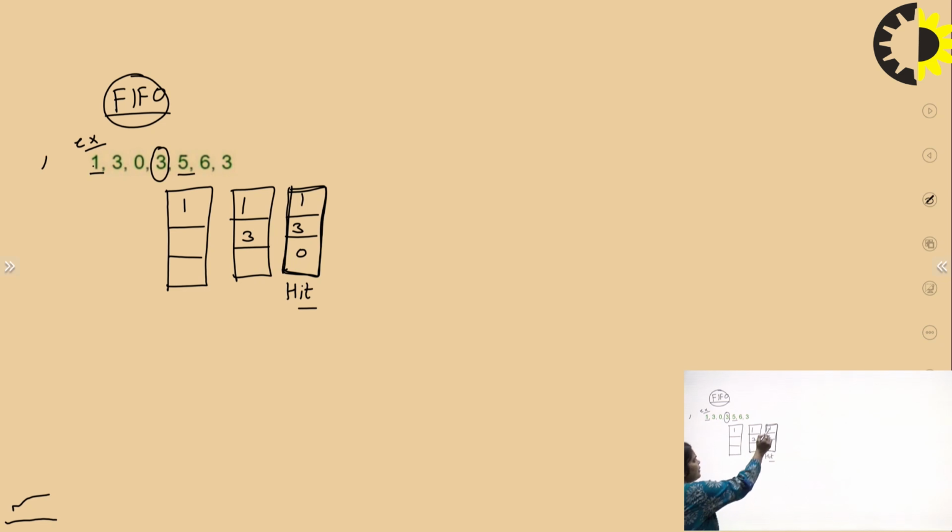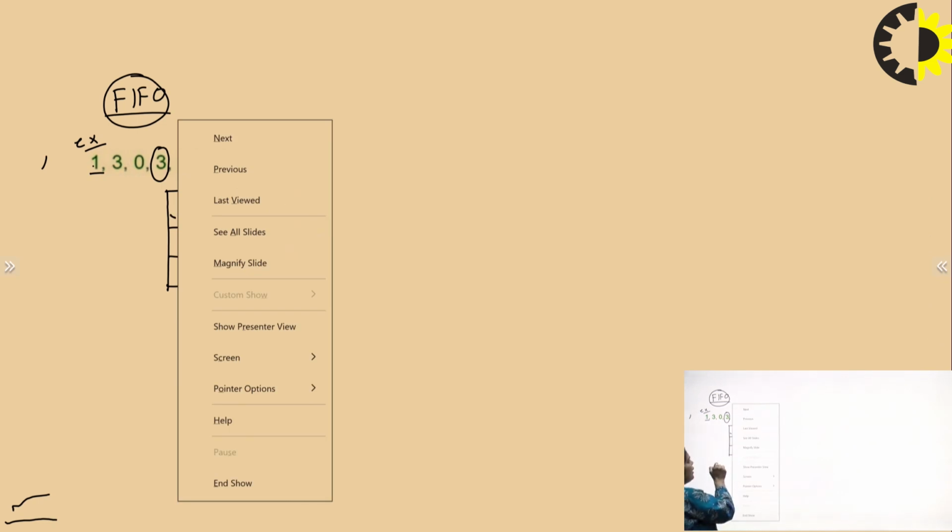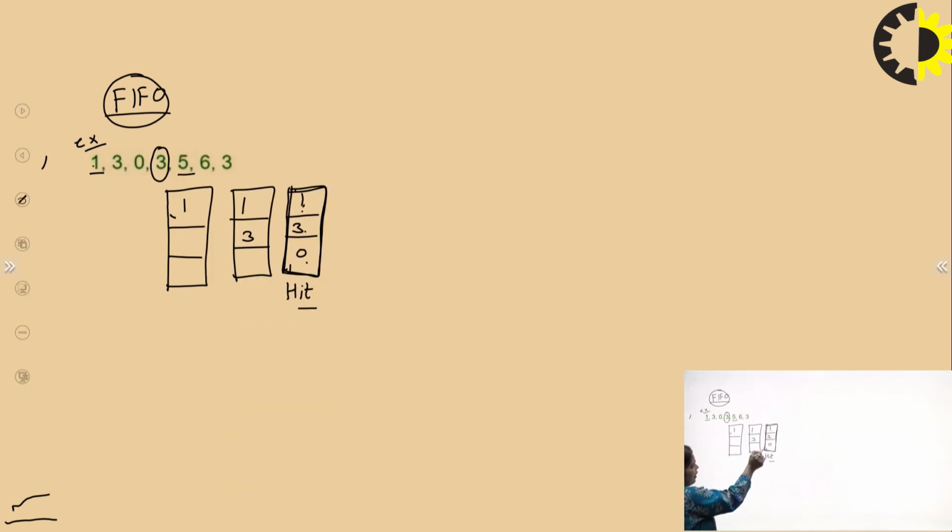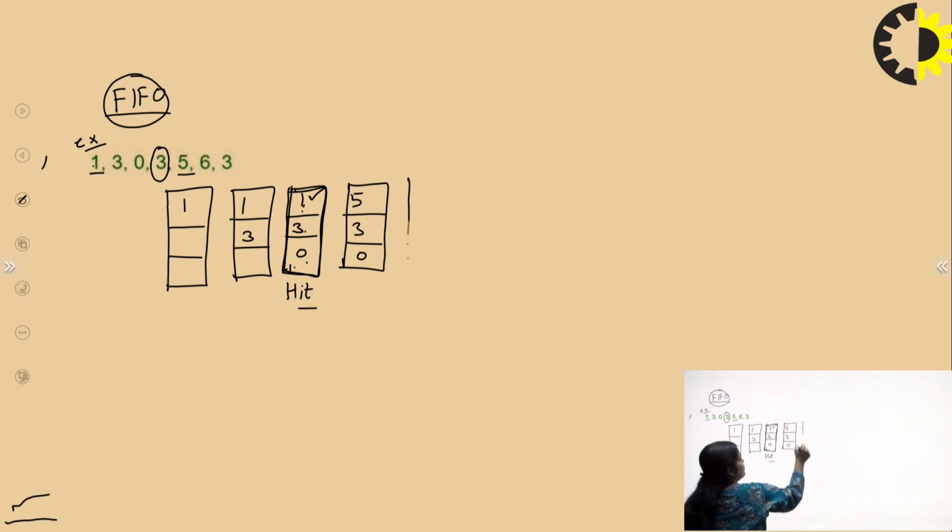Now you can see here, out of 1, 3 and 0, the 1 came at the starting point, then the 3 and the 0. So we can replace this 1. And now it is 5, 3 and 0. Simple. And the next one is 6.